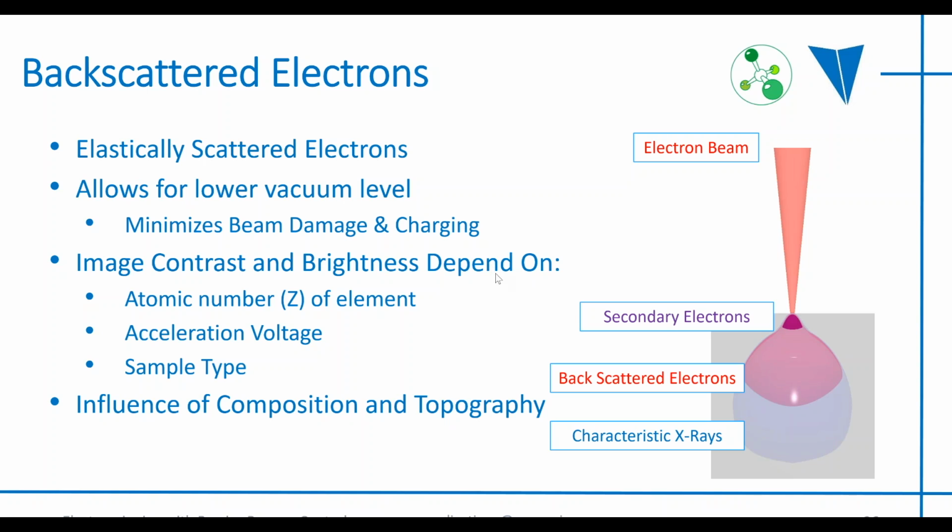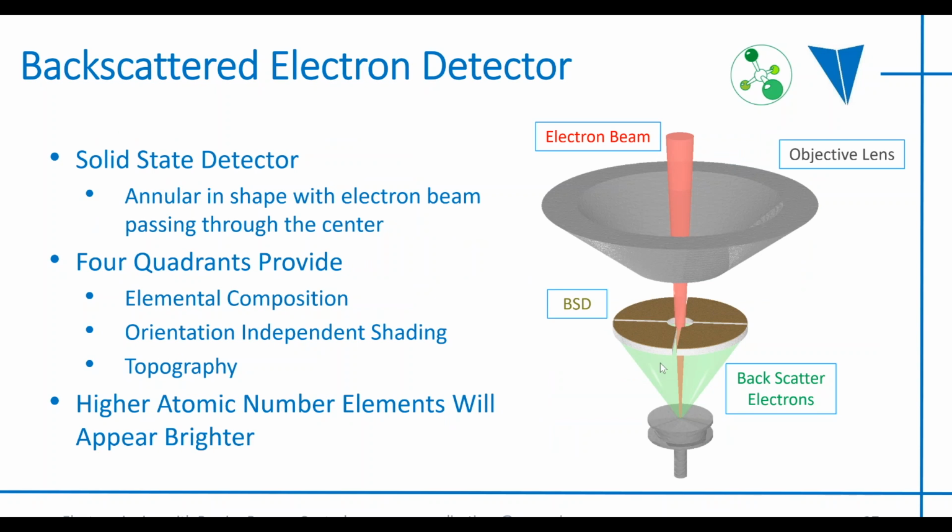Another benefit to backscatter detectors is that the image contrast and brightness depend on both the topography and also the atomic number of the analyte. So the higher the atomic number of the surface, the brighter it will appear in the overall image, which can be used to really quickly identify foreign particles and things like that. Here's the geometry of the detector in the Phenom. All right, so the detector is an annular detector, and the beam actually comes down through the center of it.